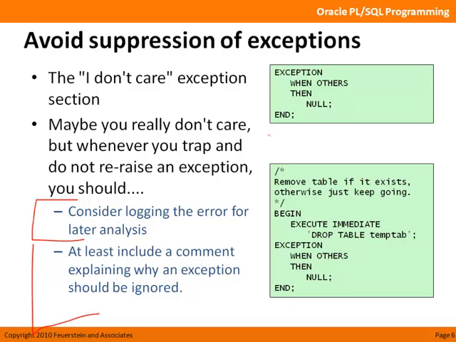So here's an example of dropping a table, and you know what? If I couldn't drop the table, that's okay, just keep on going. When others, then null. It still doesn't make a lot of sense. You'd probably want to put in a specific exception like when table not found, and so on and so forth. But at least I've got a message here saying, I thought about this, I did this on purpose, be aware. In general, though, avoid the suppression of errors, and instead log errors, re-raise them, call DBMS_OUTPUT.PUT_LINE to display them. Do something, but don't ignore them.